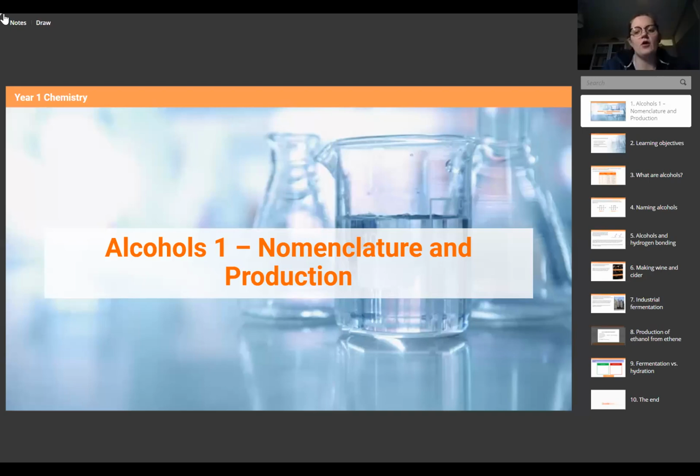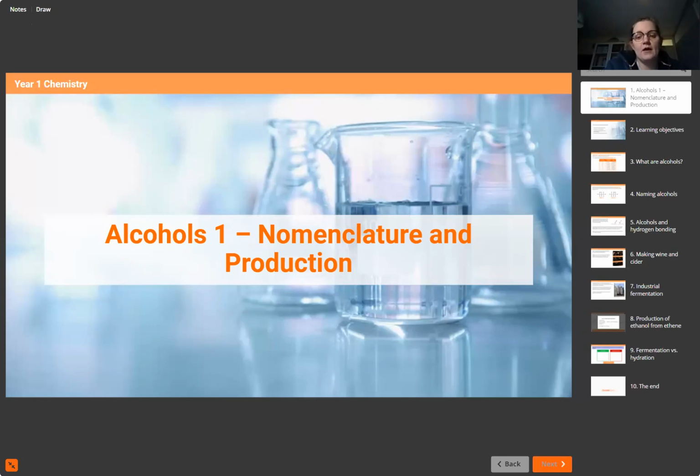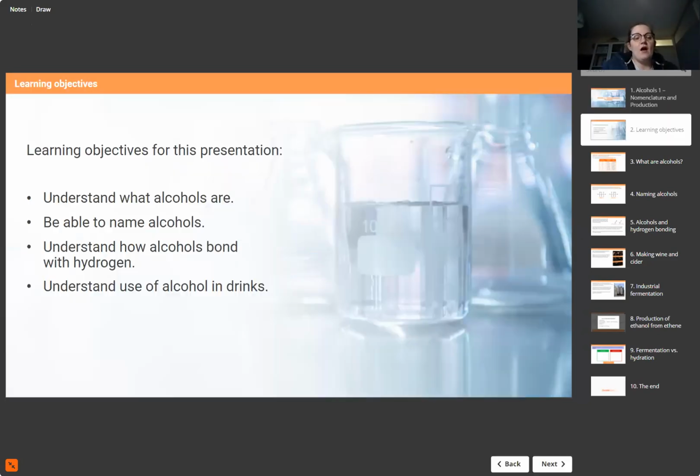Okay, so alcohols. This is basically our next organic group that we're just going to have a quick look at. We're going to look at what they are, how we name them, how they bond with hydrogen, and the use of alcohol. That's just our first quick intro to alcohols, and we'll do a bit more on them as well today.